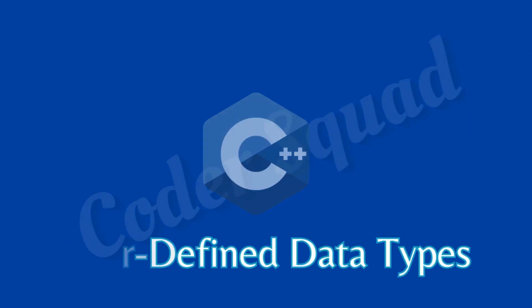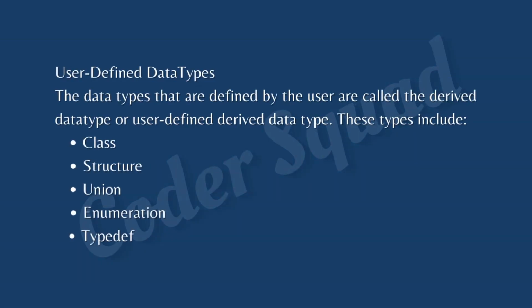While basic data types are fundamental, C++ also allows you to create your own data types using structures, struct, and classes. These user-defined types can be powerful tools for organizing complex data in your programs.